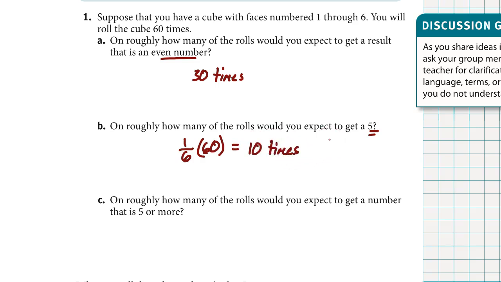Question C. On roughly how many rolls would you expect to get a number that is 5 or more? Well, on a 6-sided cube, to get 5 or more, you have to roll a 5 or a 6. So 2 out of the 6 things that could happen are a 5 or a 6. If we roll 60 times, we would expect 2/6 of the 60 rolls to be 5 or more. And that turns out to be 20 times.